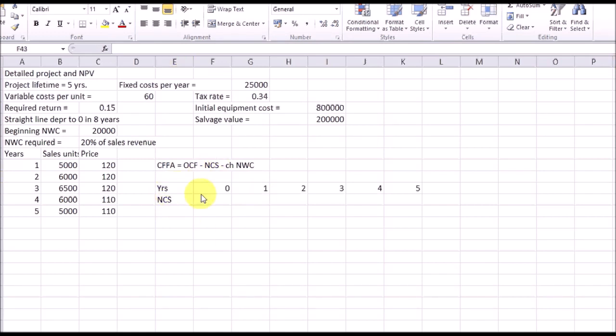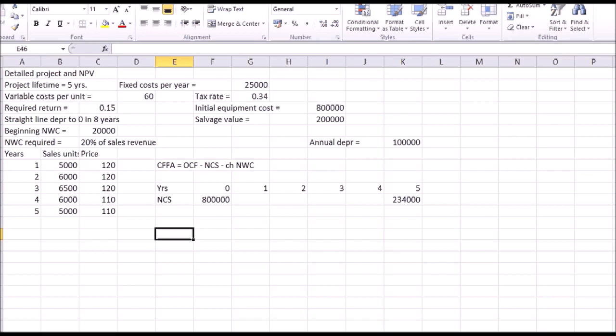So my net capital spending at the beginning: I need to buy that equipment for 800,000. I will use that machine, and at the end of the project's life, I'm going to sell it for 200,000. But I might have to pay tax or get a tax refund depending on the book value. So first, let's calculate the book value after 5 years. Annual depreciation is the initial cost divided by the 8 years of the expected lifetime for this equipment. That's $100,000 per year. So after 5 years, $500,000 should be depreciated. That's the accumulated depreciation over 5 years. So the remaining book value is 300,000, whereas I'm only selling it for the market value of 200,000. So on the remaining 100,000, I'll get a tax rebate. The after-tax salvage value is 234,000.